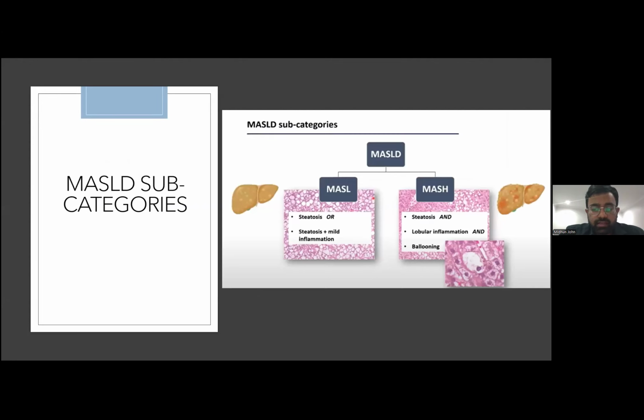Now, I'm sure you've seen now in the previous slides, there are subcategories to the MASLD definition. There's MASL and there's MASH. So MASL is basically steatosis with possibly some mild inflammation. However, with MASH, you see steatosis as well as lobular inflammation and ballooning, as you can see in the histology slide.